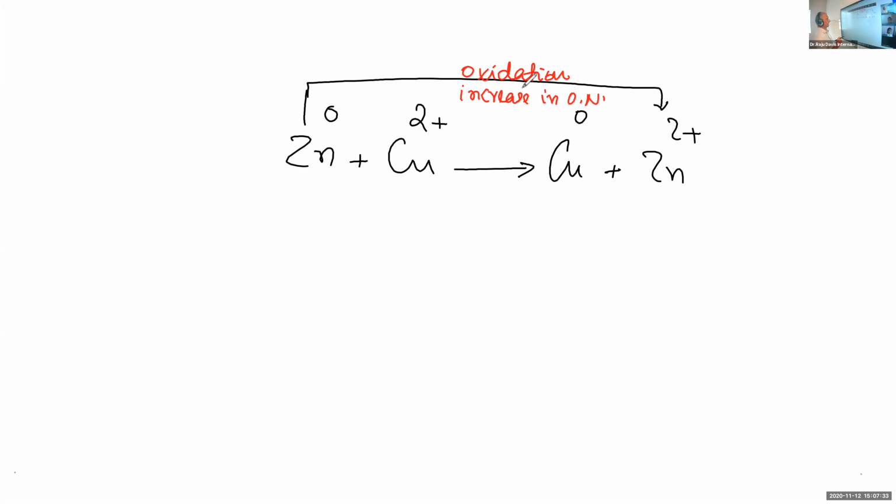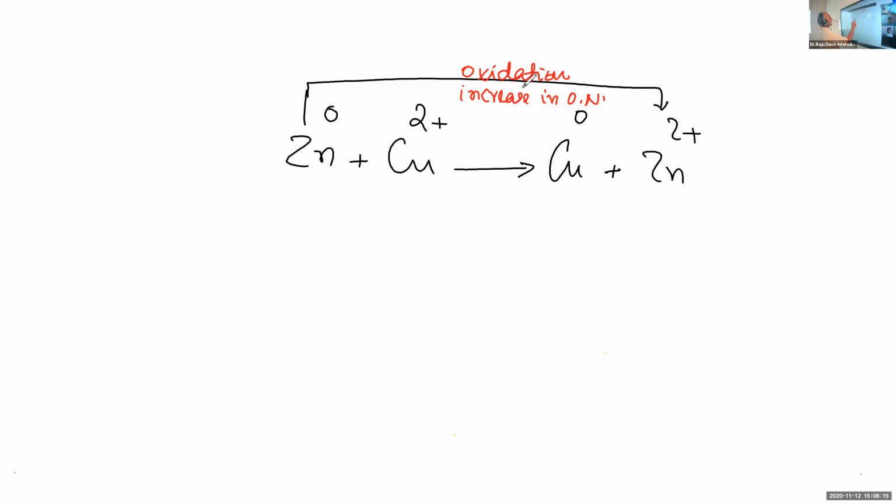So Zn is oxidized to Zn plus 2. The same thing we studied when we were dealing with electronic concepts. During this change, what happens to Zn? From Zn, 2 electrons are lost, forming Zn plus 2. Loss of electron, that is oxidation, in electronic concepts. Here, increase in the oxidation number. So it is oxidation here also.